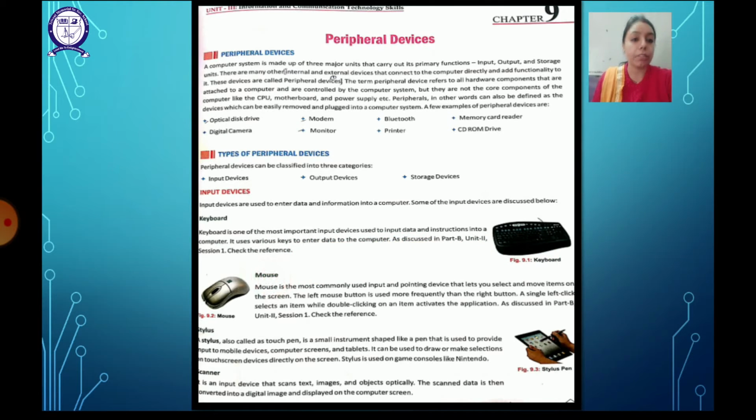Then we have the mouse. This is the most commonly used input device, used for single clicking, left click, right click, double click, used to select an icon and many other operations.